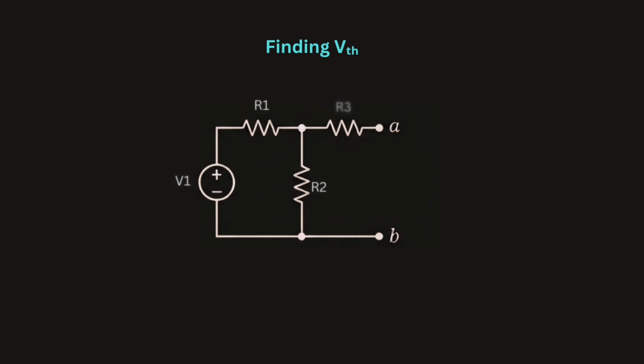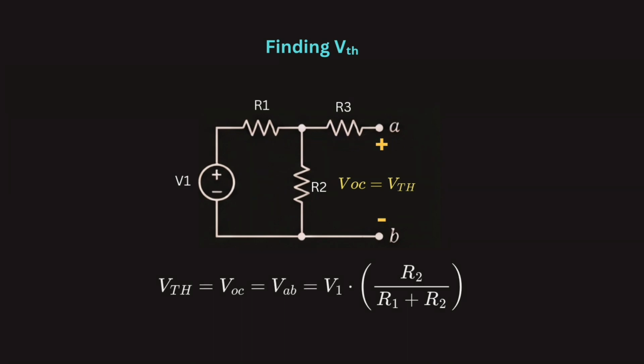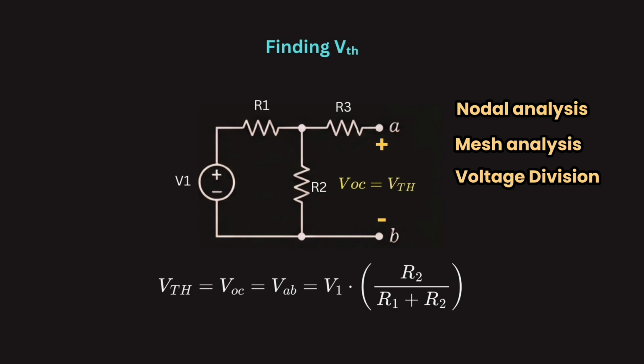Finding VTH. The first quantity we need is the Thevenin voltage. Remove the load and leave the output terminals open circuited. The voltage across these terminals is the open circuit voltage, that is VTH equal to VOC. For the circuit shown here, no current flows through the resistor R3, so VTH equal to V1 into R2 divided by R1 plus R2. In this case, we easily found VTH through the voltage divider approach. But in general, we can use nodal analysis, mesh analysis, voltage division or any other convenient method to find VTH.